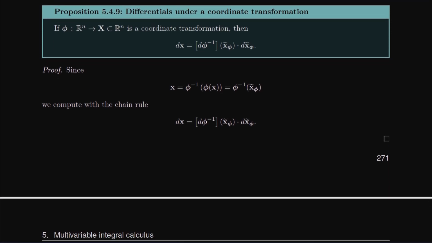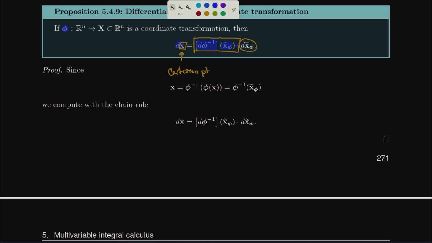Most important for integration, however, is transforming the differential. This is the most important part of integration against coordinate transformations: how should we transform the differential. So it turns out that the differential of our Cartesian variables, the differential of x, our Cartesian point, transforms into a new coordinate system phi as follows: you take the total derivative of phi inverse, evaluated on the new coordinate system point, and then that multiplies, this is actually a matrix, so it's a matrix multiplication against the vector d in the new coordinate system. It's the differential in the new coordinate system.